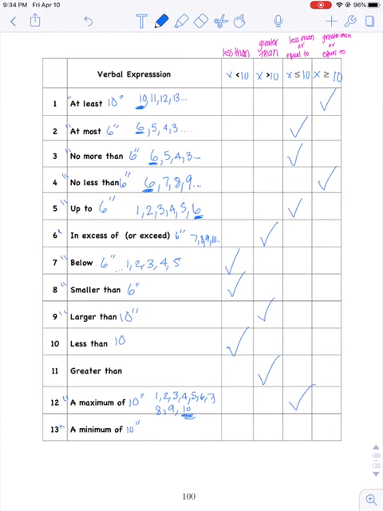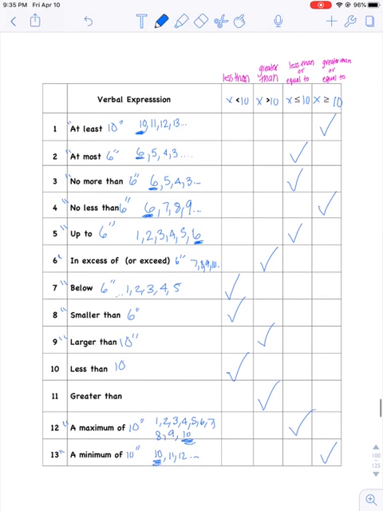A minimum of 10. So you need a minimum of 10 points. So I think 10 will work there. And will 1 work? Is 1 a minimum of 10? No, you need 10 or more. So 10, 11, 12, and so on. Since 10 works, it's going to be one of these two. So greater than or equal to.